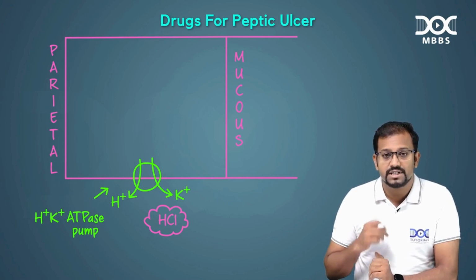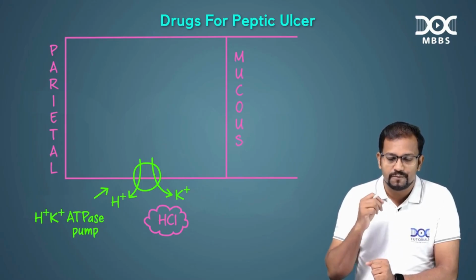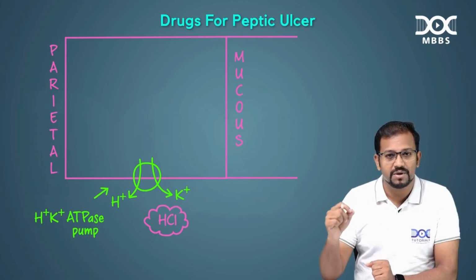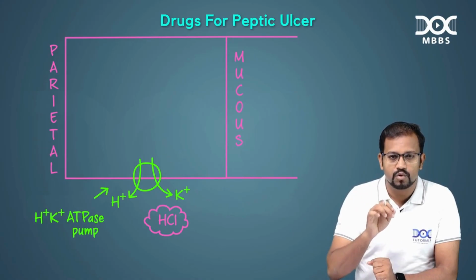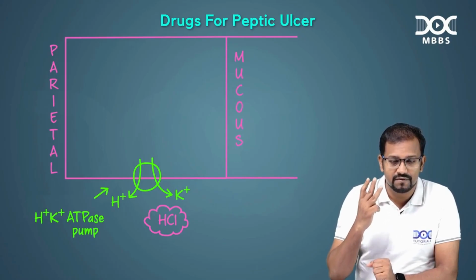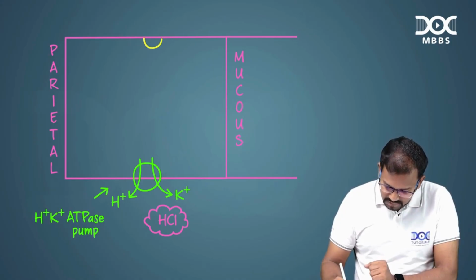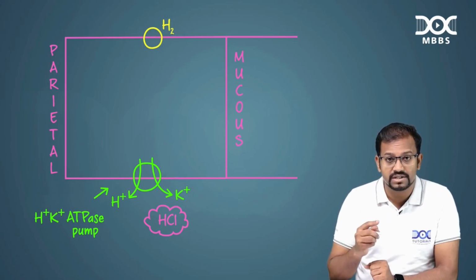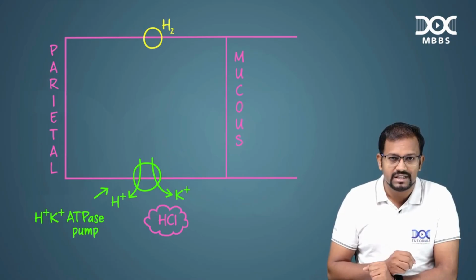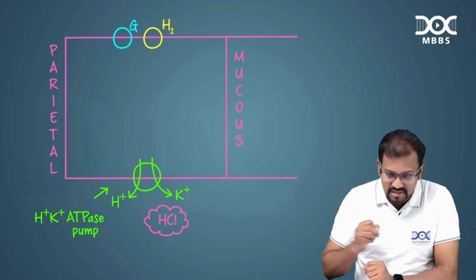Now, what are the different stimuli and the inhibitory responses which the body has for this proton pump? If the proton pump is stimulated, acid secretion will be increased. If the proton pump is inhibited, acid secretion will not occur. What are the different stimuli for this proton pump? Three major stimuli are there for increasing gastric acid secretion. The first one is histamine, which binds with the receptors on the surface of the parietal cell called H2 receptors. The second stimulus is gastrin, which binds with gastrin receptors.